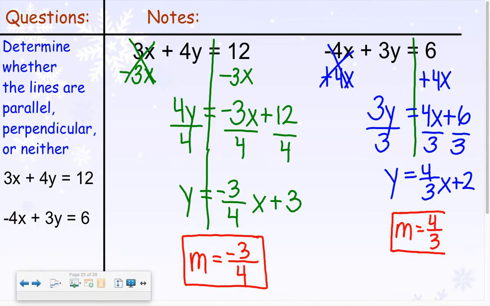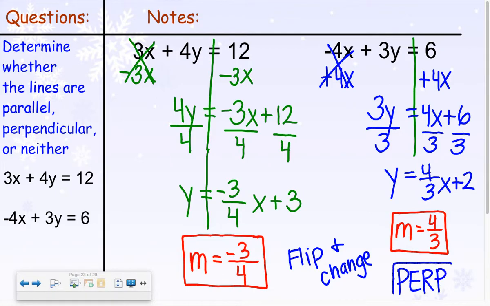So let's compare our two slopes. We have negative 3/4 and we have 4/3. Well, are these slopes the same? No. So these lines are not parallel. Are these slopes flipped and changed? Well, negative 3/4 flipped and changed is 4/3. So these lines are perpendicular.